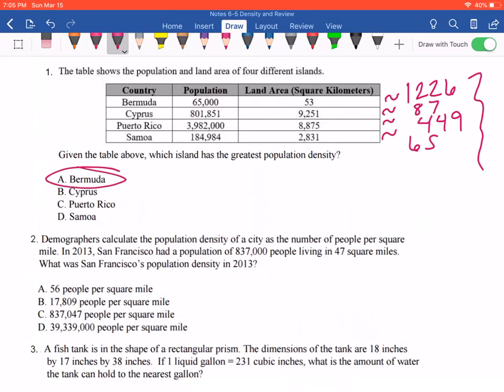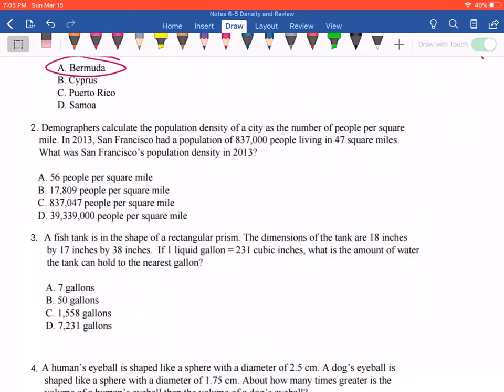All right, looking at number 2. In number 2, demographers calculate the population density of a city as the number of people per square mile. In 2013, San Francisco had a population of 837,000 people living in 47 square miles. What was San Francisco's population density in 2013?